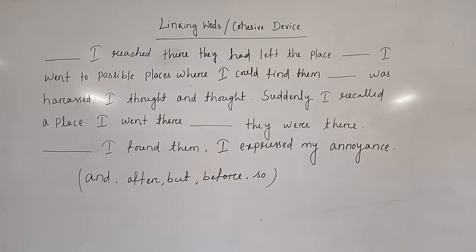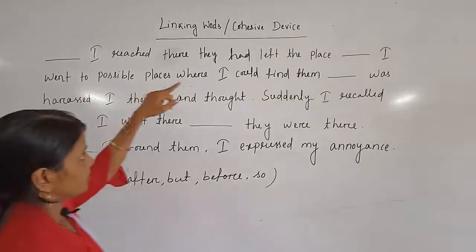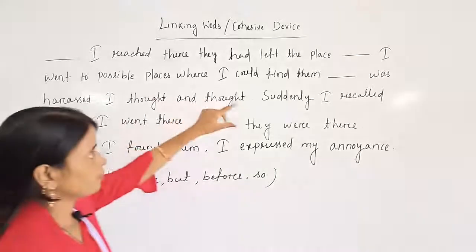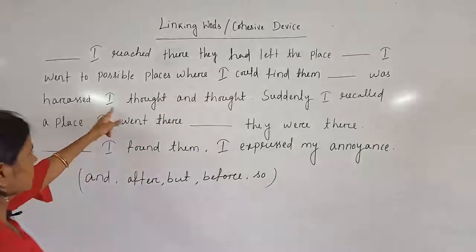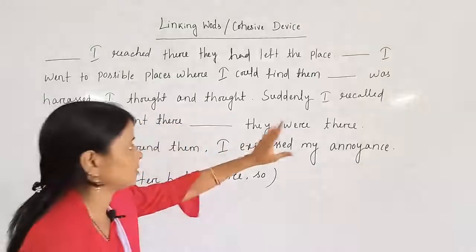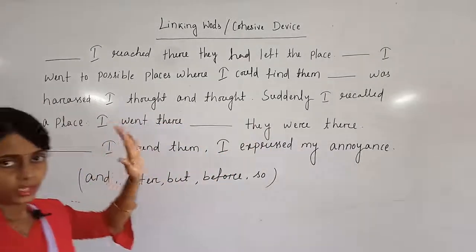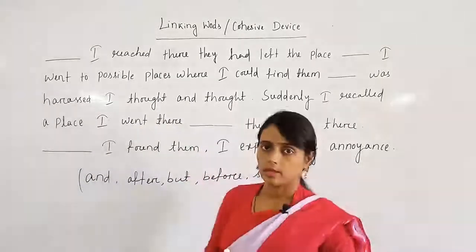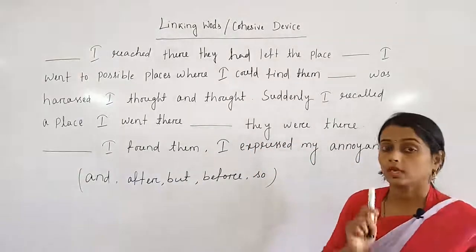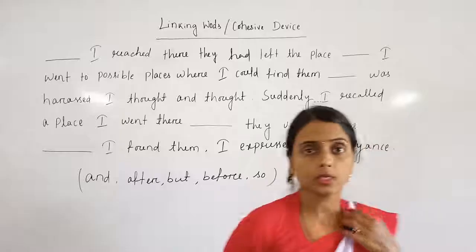So now see, I have written another question. Dash I reached there, they had left the place. I went to possible places where I could find them, dash was harassed. I thought and thought, suddenly I recalled a place. I went there, dash they were there. So here same thing, 5 blank spaces are there, and I have given you 5 linking words. You need to provide the appropriate linking word in the appropriate blank space.